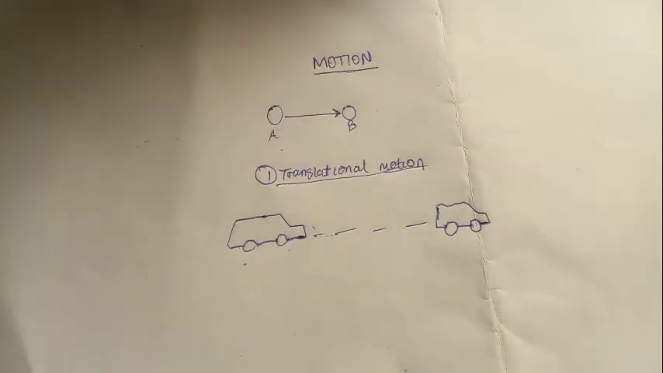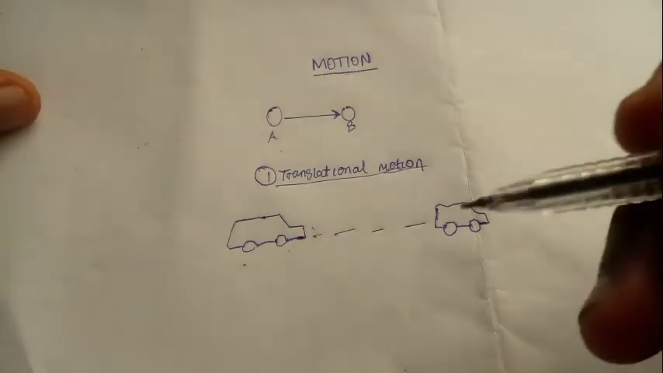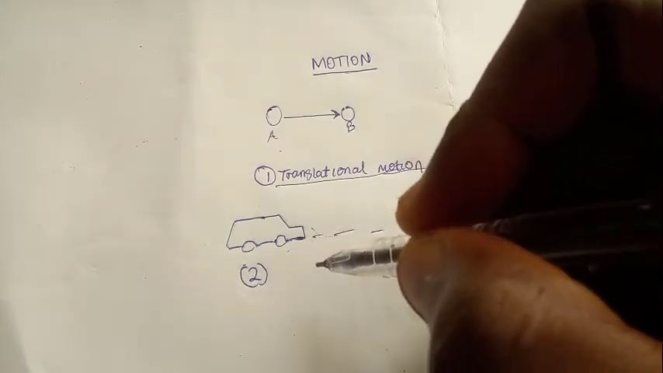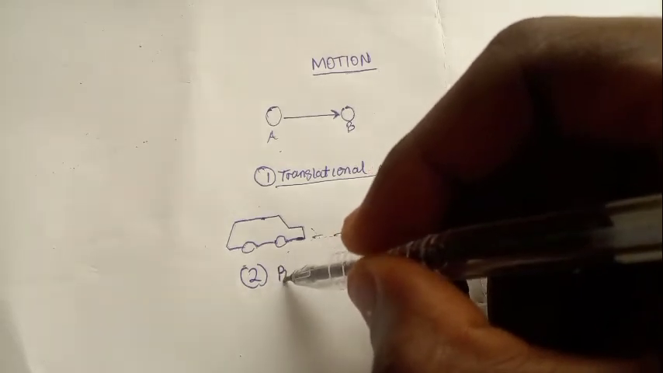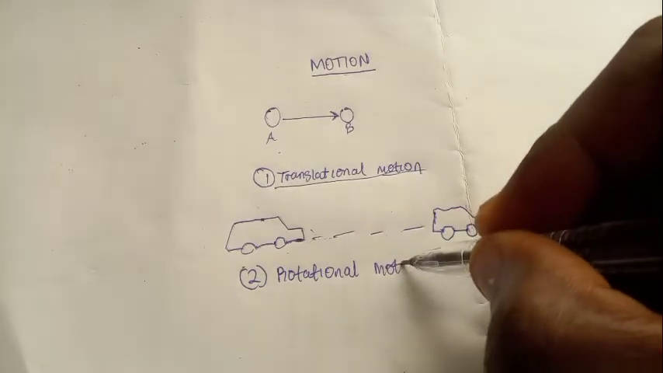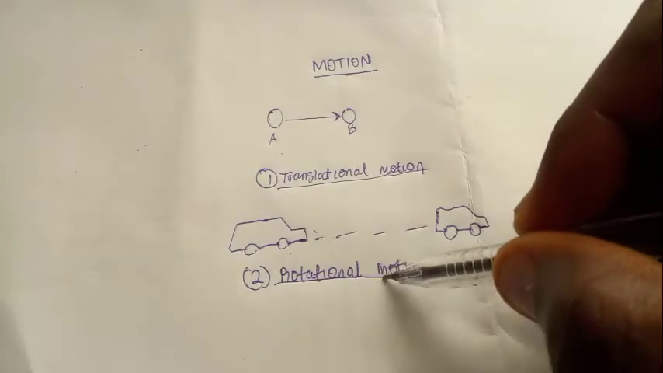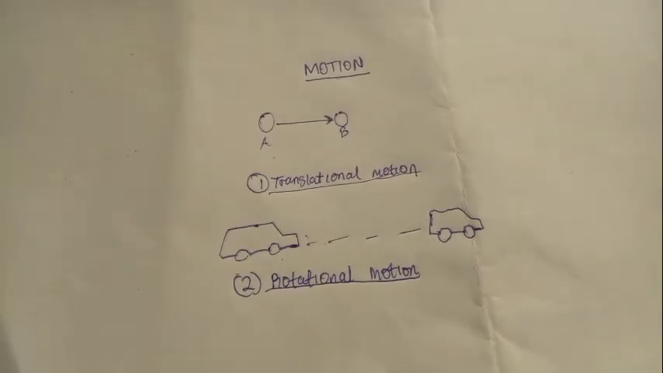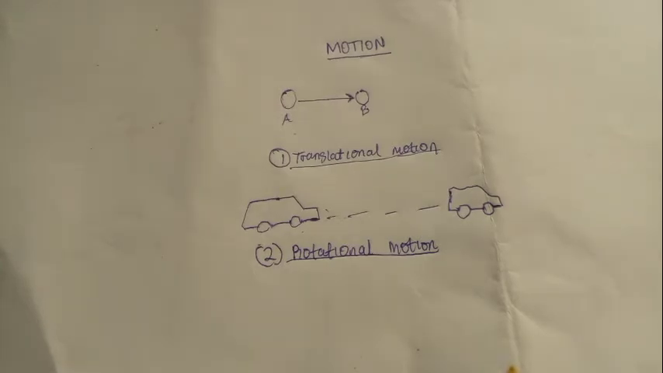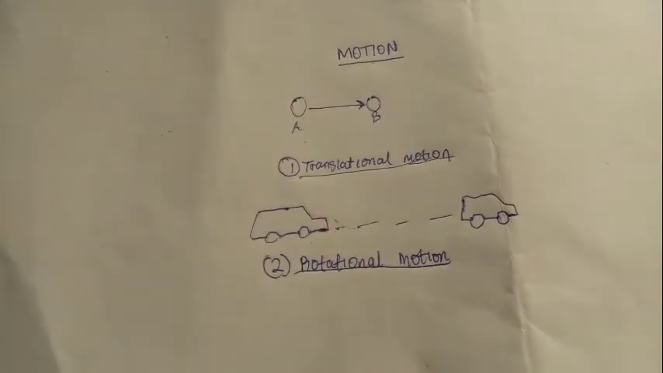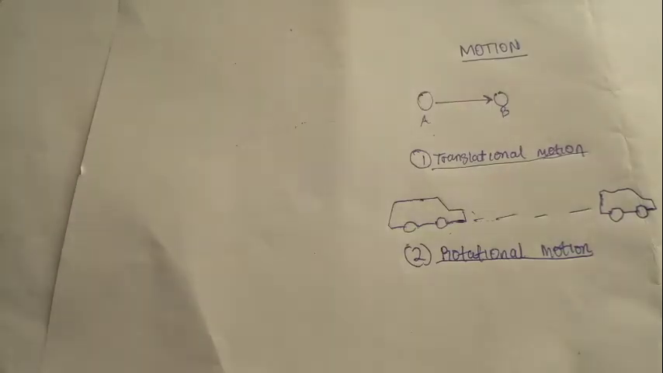Now the next type of motion that we begin to look at is called rotational motion. Now, what is rotational motion? Rotational motion is the motion of a body rotating along an axis. You should not mistake this for circular motion. I will explain the difference between rotational motion and circular motion later. Now, it's a motion of a body rotating along an axis.